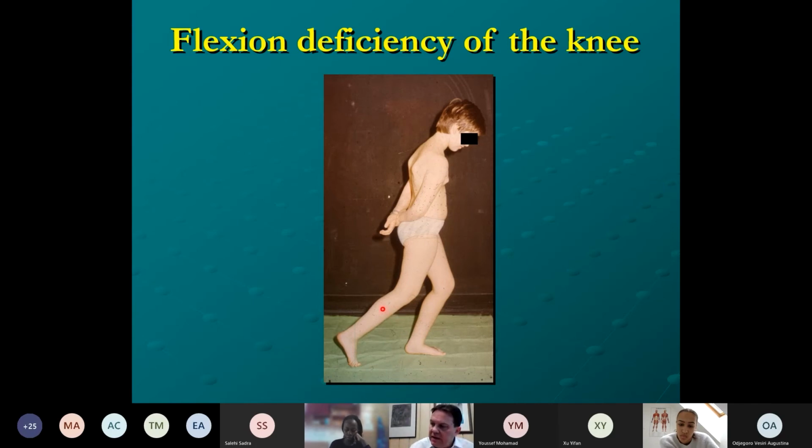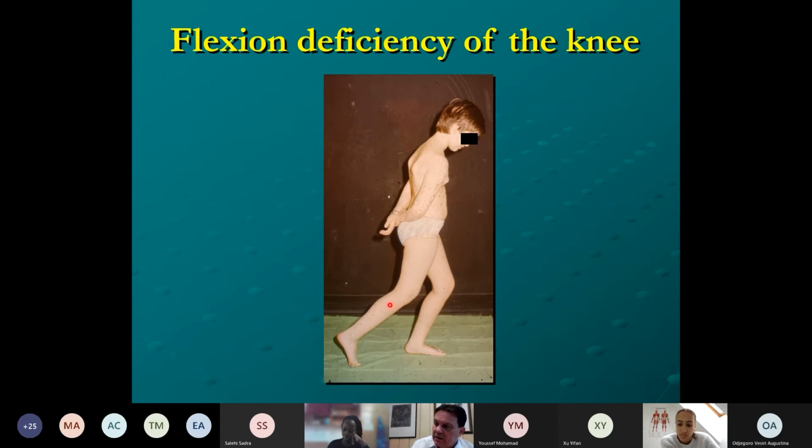It really cannot bend the knee. It cannot do flexion in the knee joint. And if you cannot really bend your knee joint while you are walking, then you will have problems during walking, during gait.